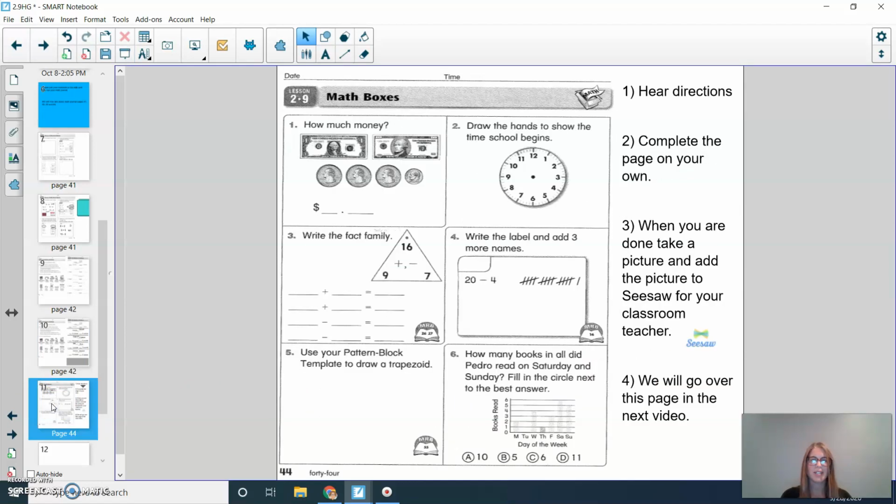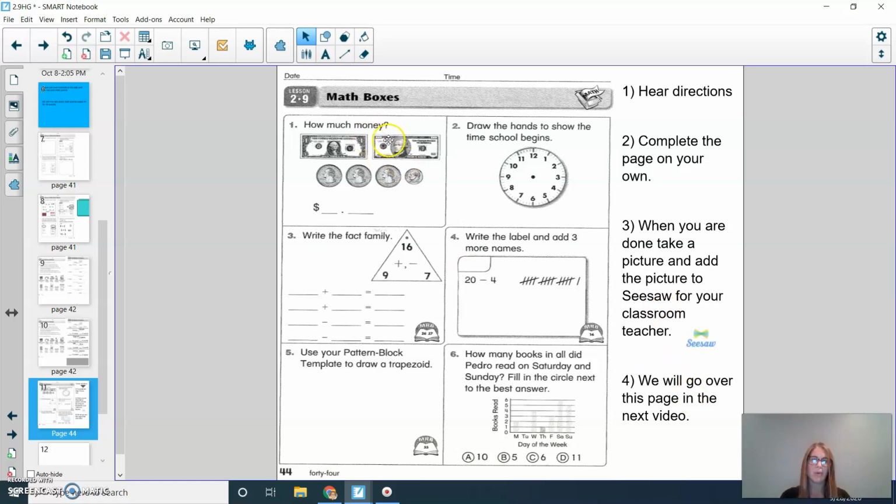The last thing we're going to do today is look at our math boxes. So I'll go over the directions, then I'll ask that you complete the page on your own. When you are all done, take a picture and add that to Seesaw for your classroom teacher. We will go over this page in our next video.